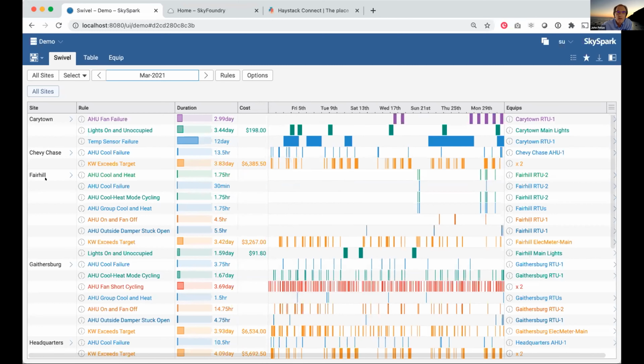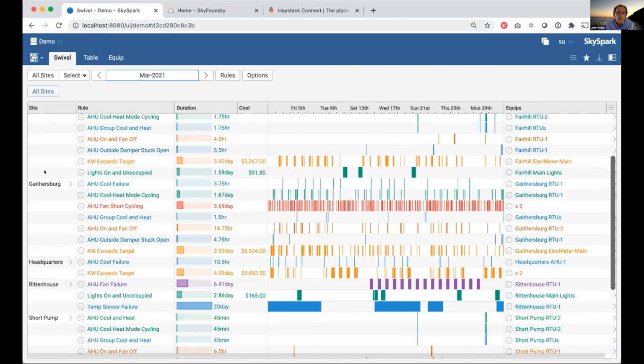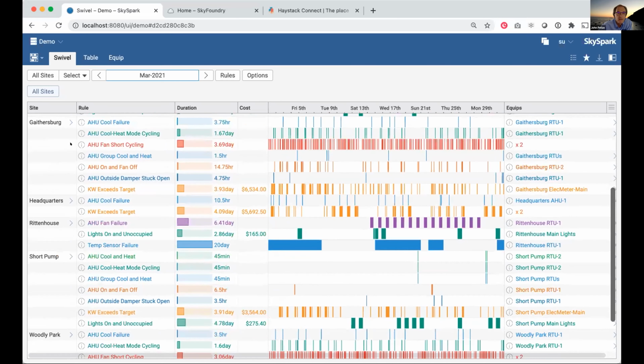Well, let's go down to a more detailed issue here. I want to get down to the Gaithersburg site here, and 7 issues were detected in the month of March in my Gaithersburg site.